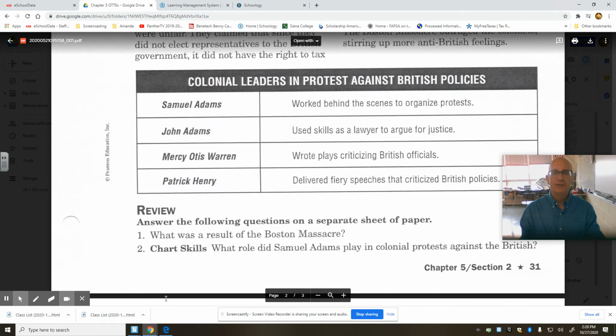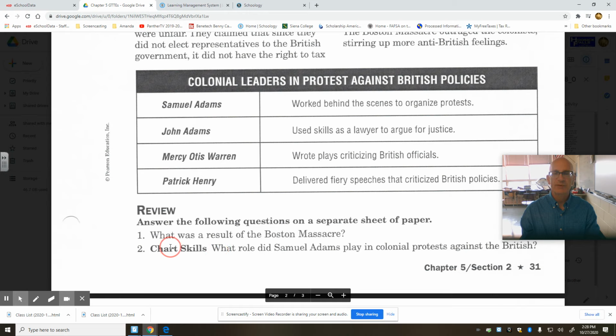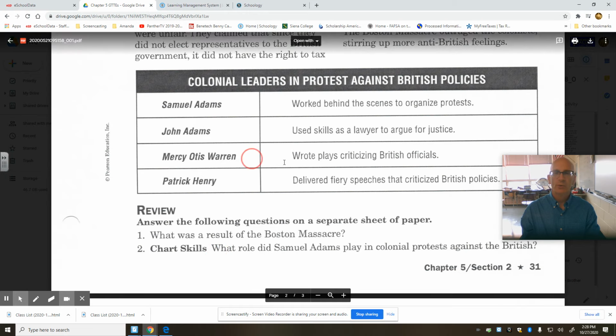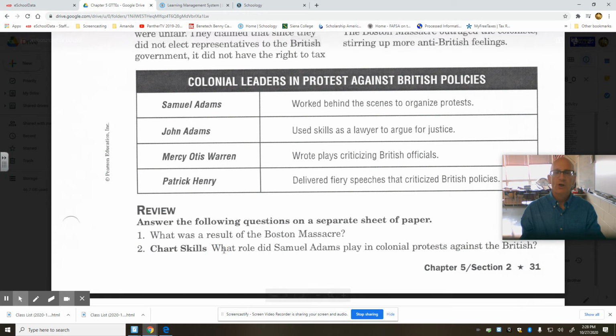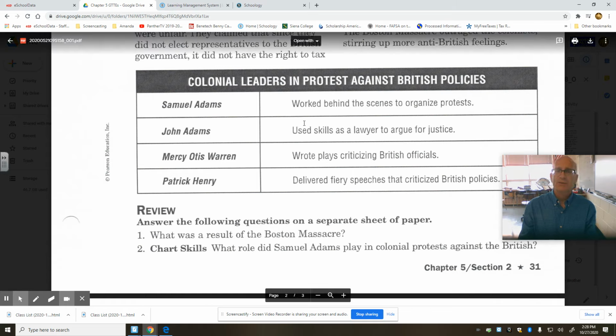Question 2 is related specifically to the chart, which we just spent a moment going over. Question 2, chart skills: What role did Samuel Adams play in colonial protests against the British? So you're going to go to the chart and look specifically at the role that Samuel Adams played in colonial protests against the British. Take a moment to do that.